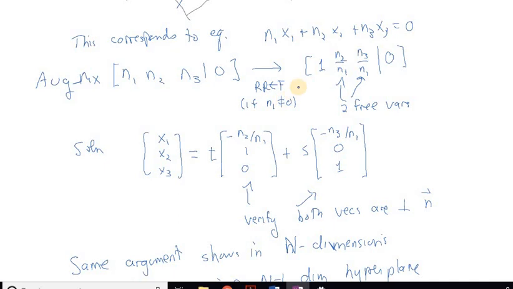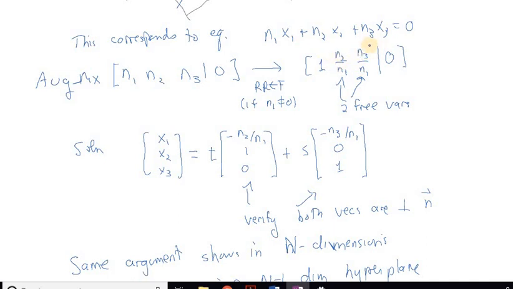So as long as n1 is not 0, this is the REF form of this linear equation. Now, if n1 is 0, then it's similar. You just get a 0 here, and then you get a 1 here. But the conclusion is basically the same. Now, if you write the solution to this system in our usual way, you can see the system has 2 free variables. So that gives me 2 parameters that I can vary to find the solution.